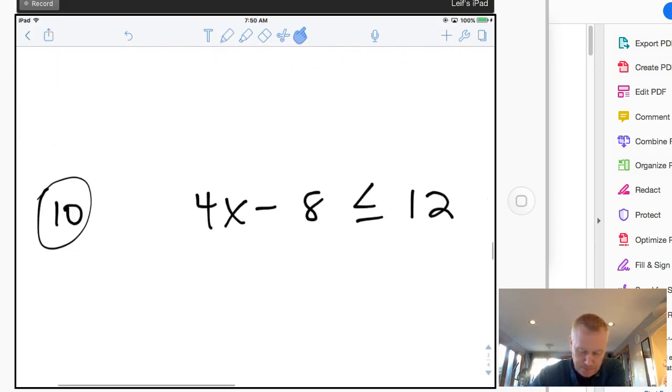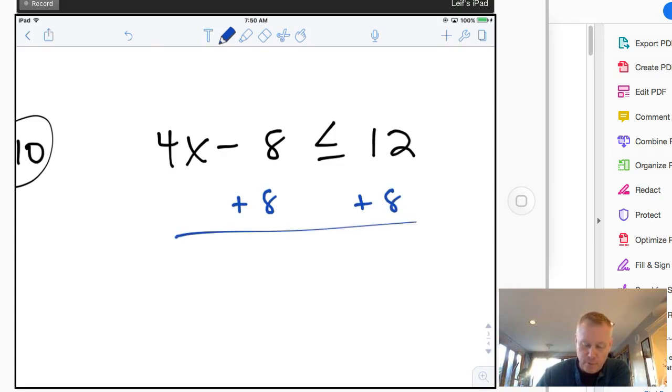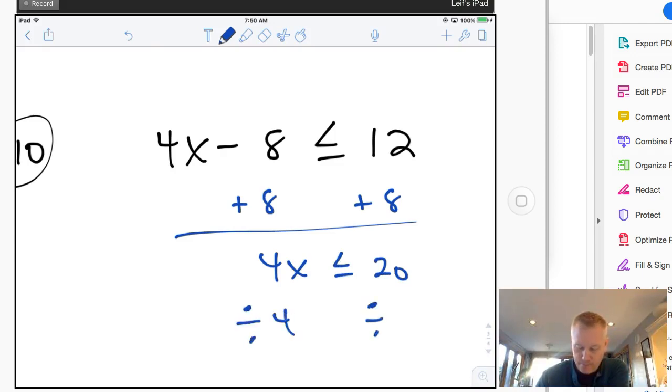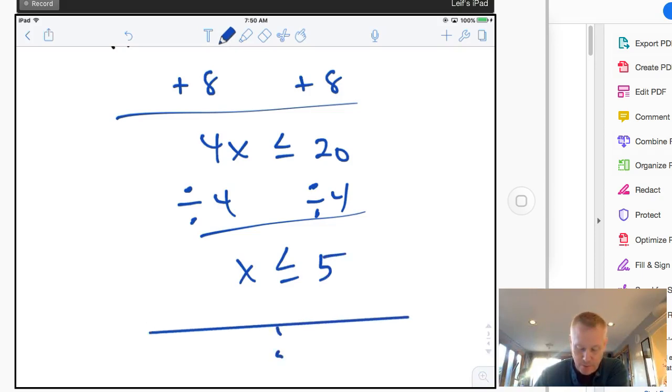So this is my last one. First thing you're going to do, add 8. Get the 4x alone. 8 plus 12 is 20. Last step is divide by 4. And I get x is less than or equal to 20 divided by 4, which is 5. If they ask you to graph your solution, here's 5, here's 6, here's 4. Solid dot, because it has that line underneath it, right there, the or equal to. And less than goes to the left.